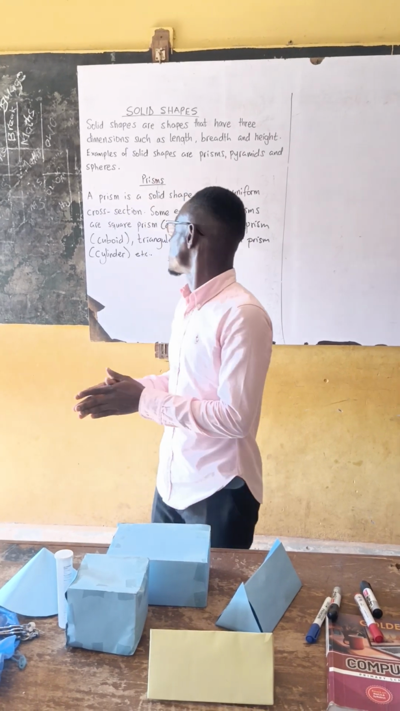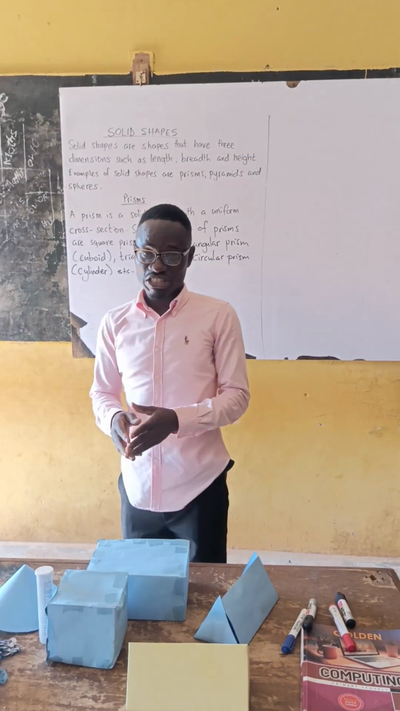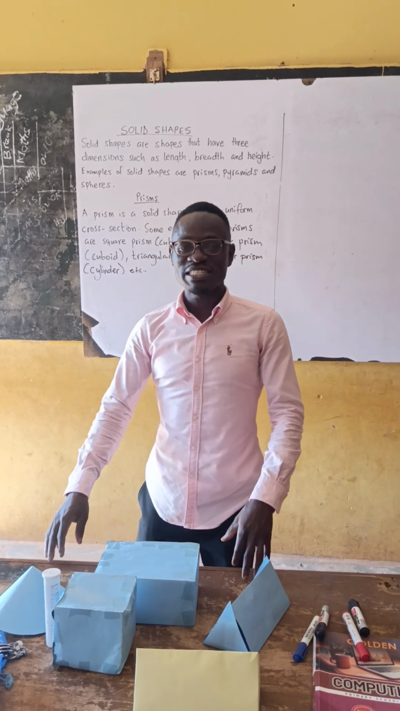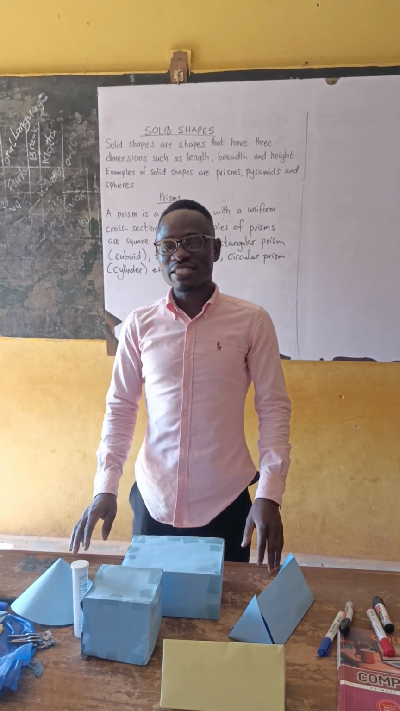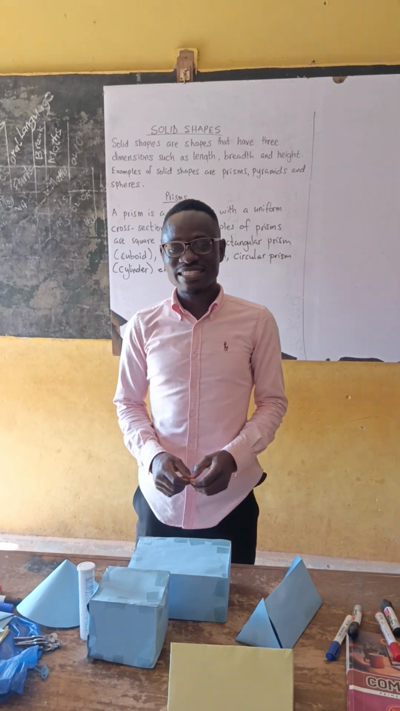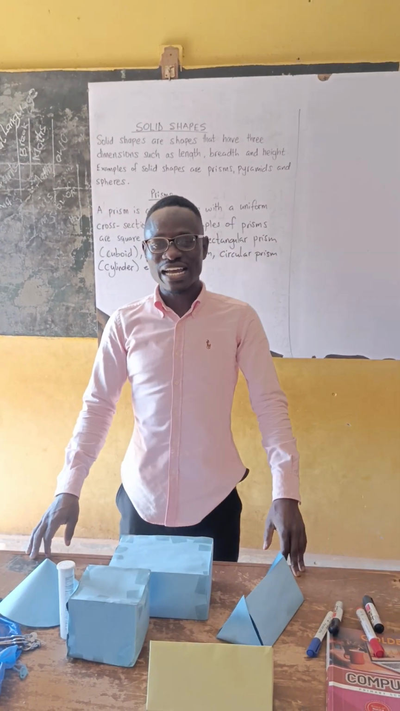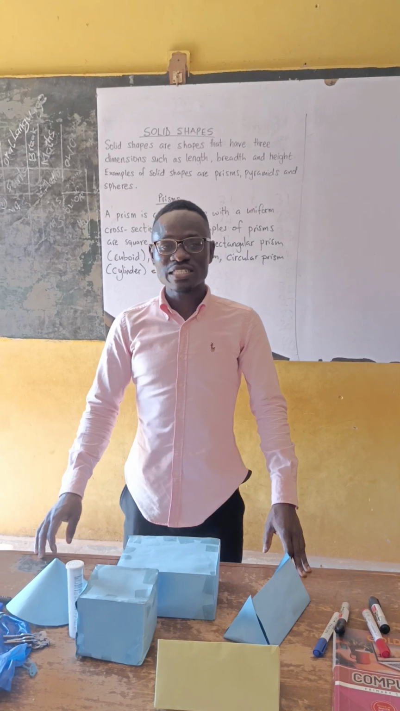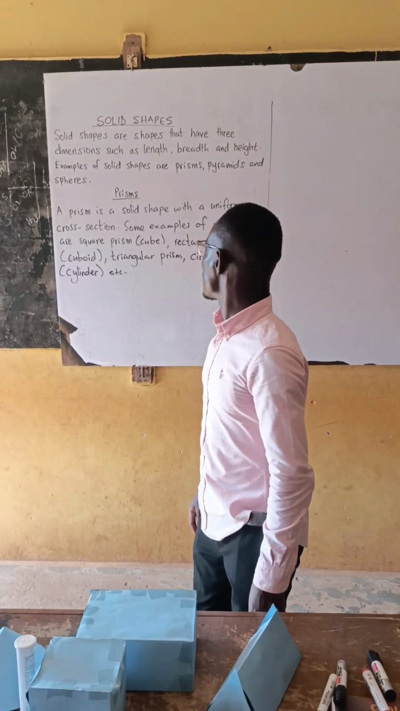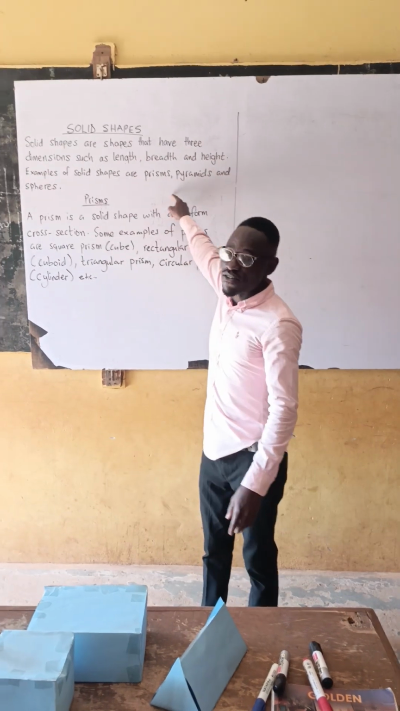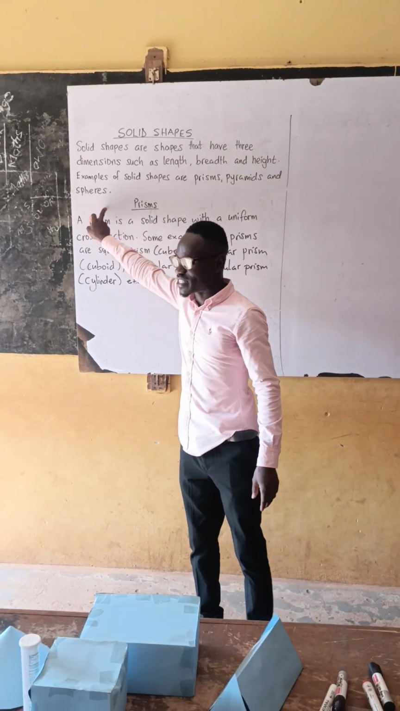This afternoon, we're going to look at a few things from mathematics. Specifically, we are looking at the topic called solid shape. When we talk about solid shape, it simply means they are shapes that have three dimensions, such as length, breadth, and height. And we have some examples of solid shape. From the board, you can see that you have what we call prisms, we have pyramids, and spheres.